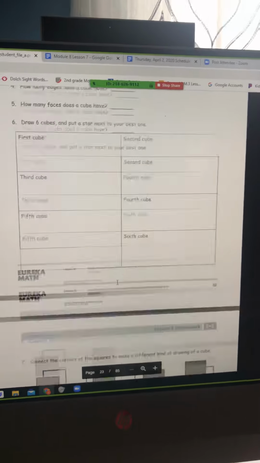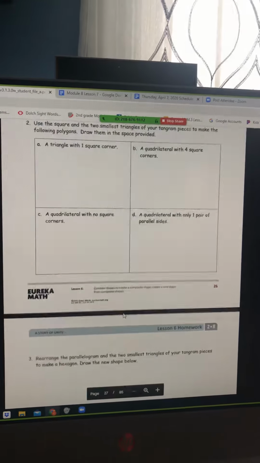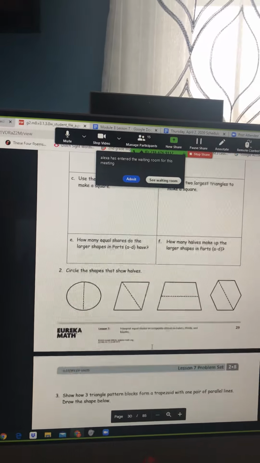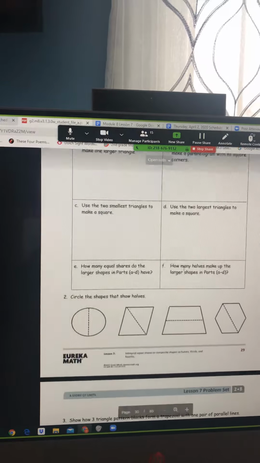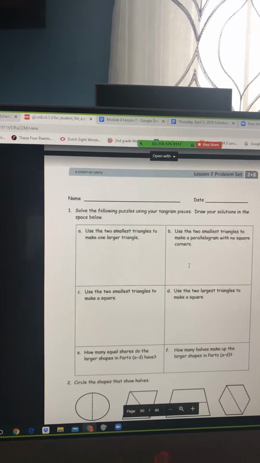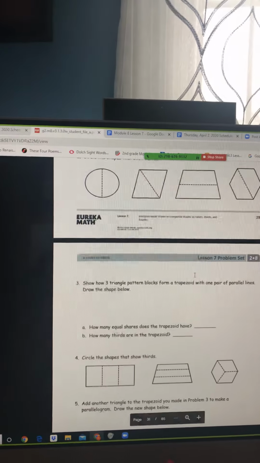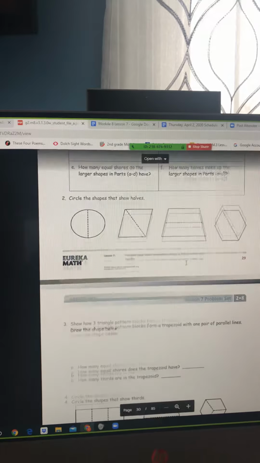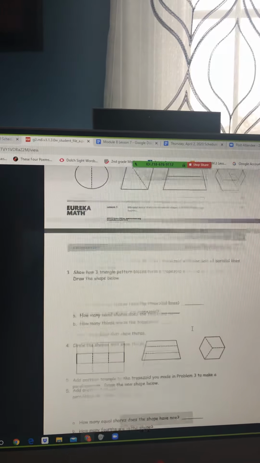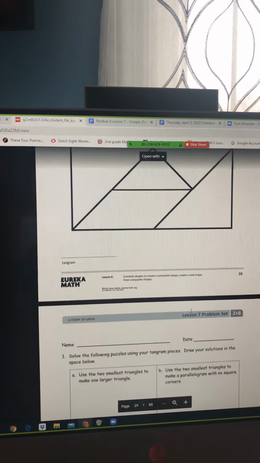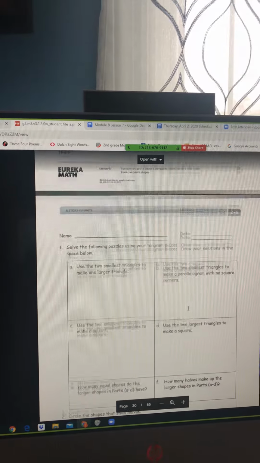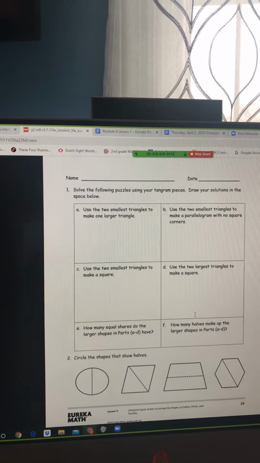I wish I could bookmark it, but I cannot. Or maybe I haven't figured it out yet. All right. Here we go. Nope, not page 29. Wait, this was lesson 6, lesson 7.